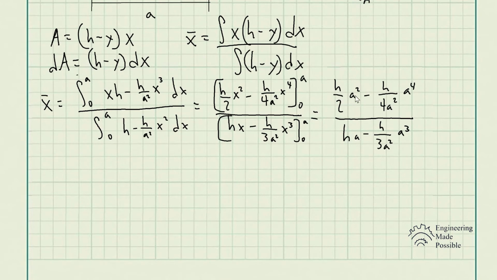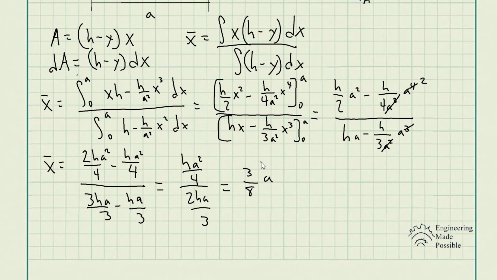So we have h divided by 2a squared, take away h divided by 4a squared times a to the power 4. So we see that a squared cancels and we're left with a squared here. Now for the denominator, we have h times a, take away h divided by 3a squared times a cubed. So this cancels and we're left with 1a. Now we could keep on simplifying this until we finally get our answer. So we finally have x bar is equal to 3/8 a. So this is where, with respect to the x location, the centroid of the area is located.